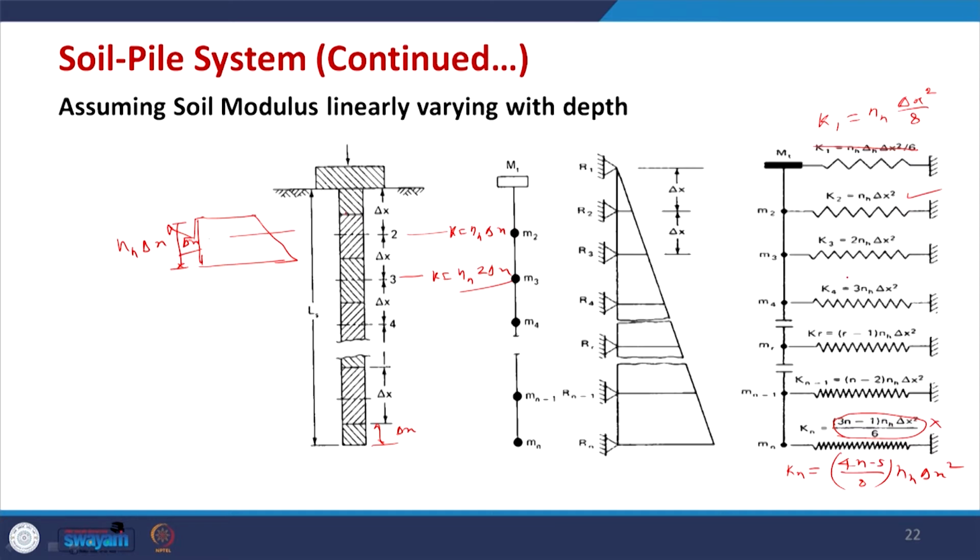You continue with this: 2 eta h, 3 eta h and like that. On the top you find the value, and the thickness is delta x by 2 only, and when you work it out you get eta h into delta x square by 8, while on the bottom layer you get 4 n minus 5 by 8 eta h delta x square. So, this was the case when the soil modulus is varying with the depth.